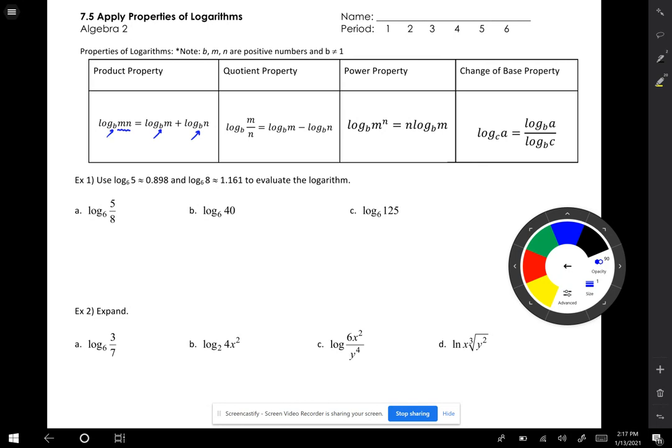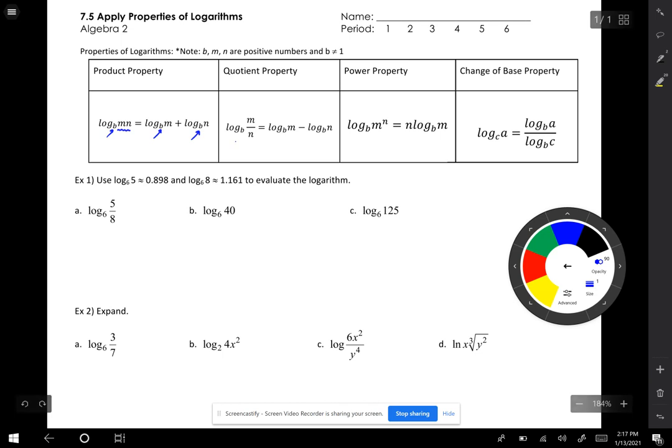The quotient property will then, okay, if the product property involves addition, then you would think the quotient property will involve subtraction. But doesn't this make sense? Because remember the properties of exponents, when we divided with the same bases, we subtracted exponents. And that's what we're doing here. If you have a log with the same base, then you can just write the numerator and denominator separated, subtracting the bottom from the top.